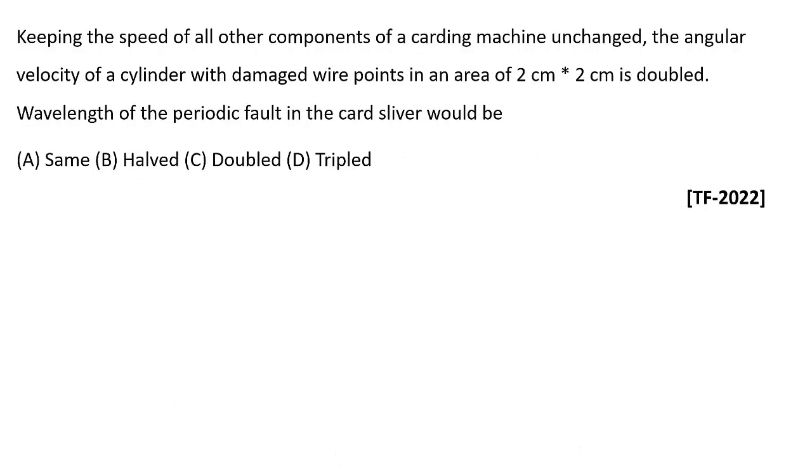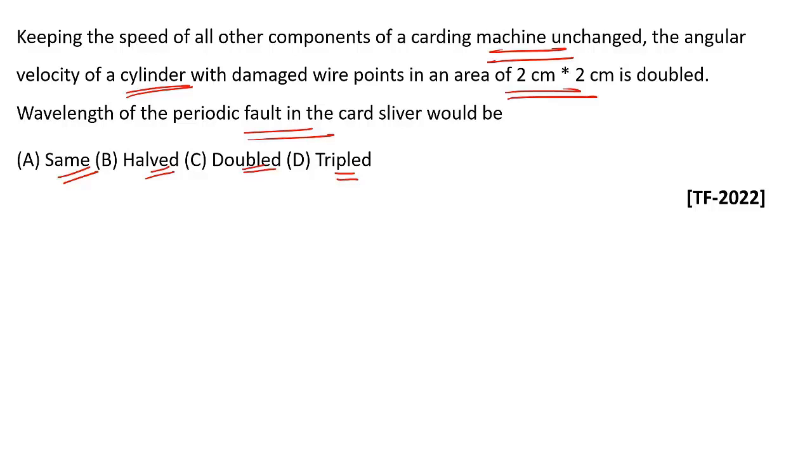It is also a 2 mark question. In this question, it is given that keeping the speed of all other components of a carding machine unchanged, the angular velocity of a cylinder with damaged wire points in an area of 2 cm x 2 cm is doubled. Then the wavelength of the periodic fault in the card sliver would be, four options are given: same, half, double, triple. This was a typical 2-mark numerical question from yarn manufacturing, that is, the carding machine.